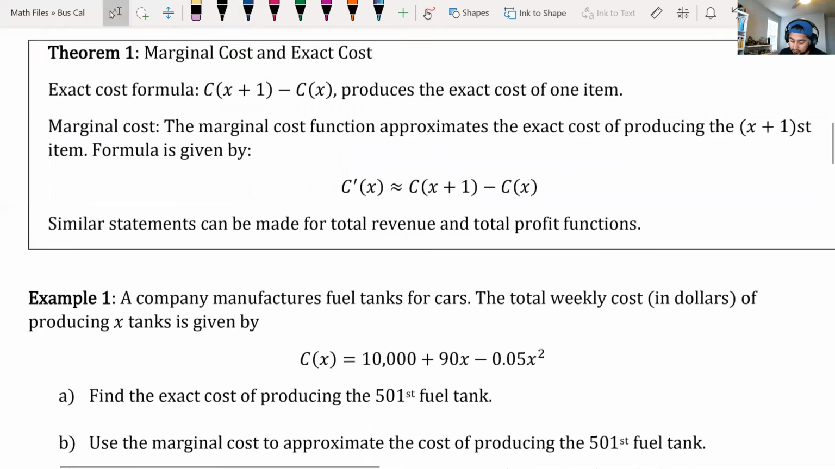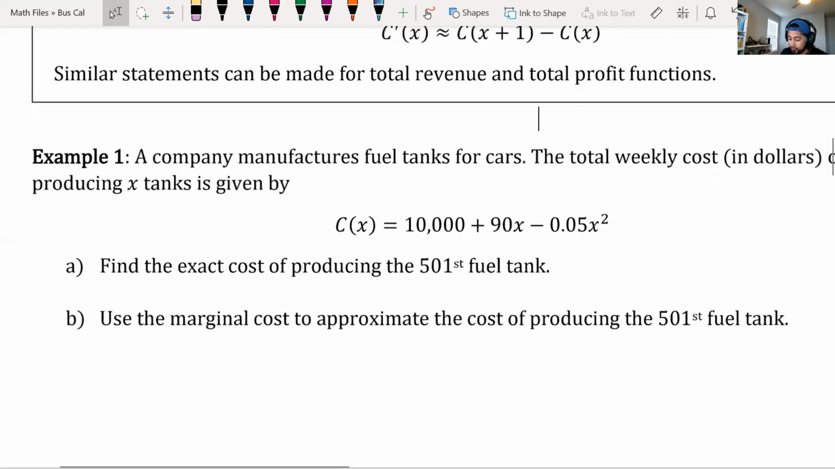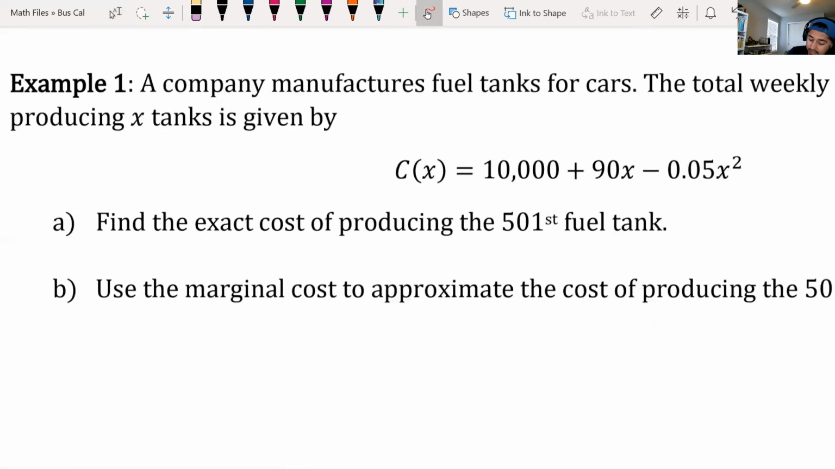Okay. So for example 1, it says a company manufactures fuel tanks for cars. The total weekly cost in dollars of producing X tanks is given by C of X equals 10,000 plus 90X minus 0.05X squared. A, find the exact cost of producing the 501st fuel tank. Okay, so we're going to use the exact cost formula for this problem for A. So for A, we want the exact cost.